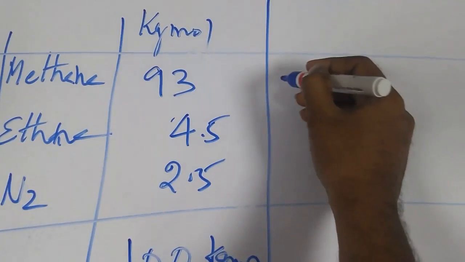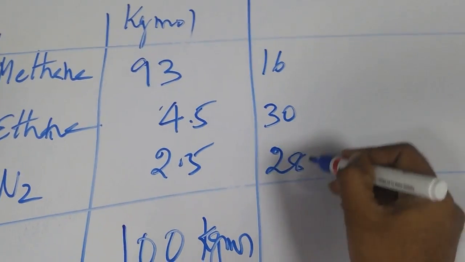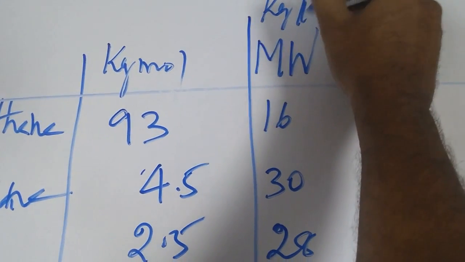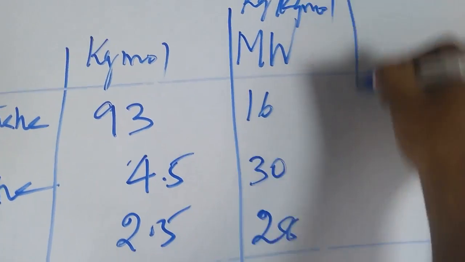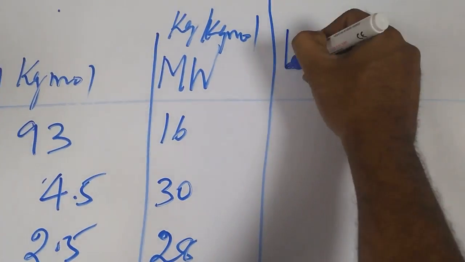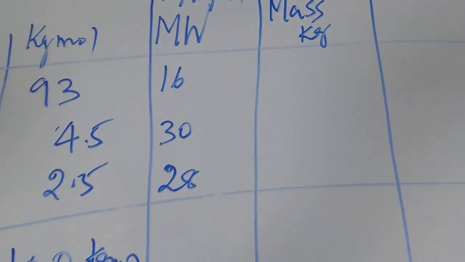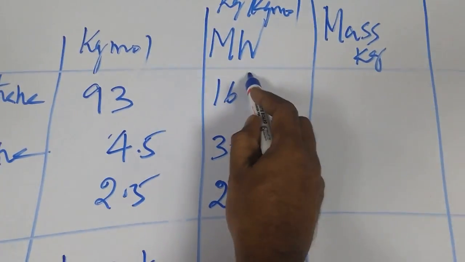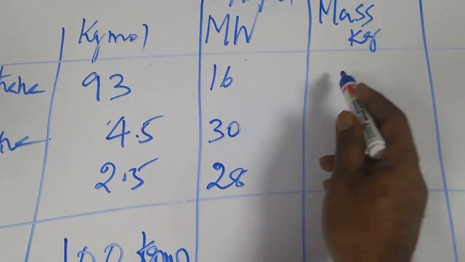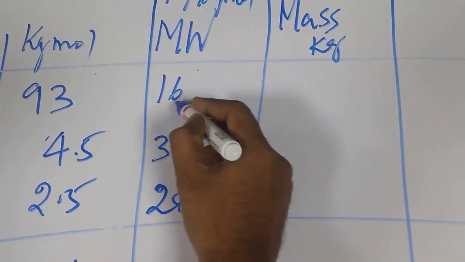What is the molecular weight? We have determined 16, 30 and 28. This is molecular weight in kg per kg mole, right? So we can determine the mass in kg. What is mass? Kg per kg mole multiplied by kg mole. Kg mole gets cancelled. We get mass in kg. So what is the mass? It is 16 into 93.